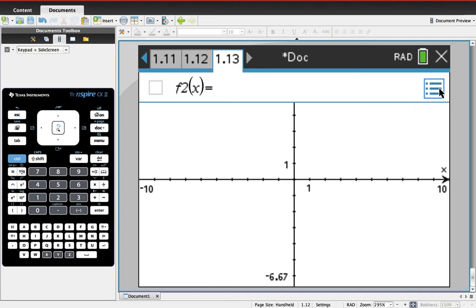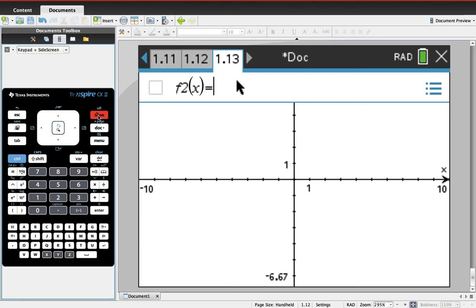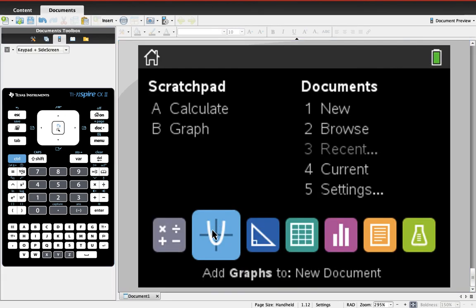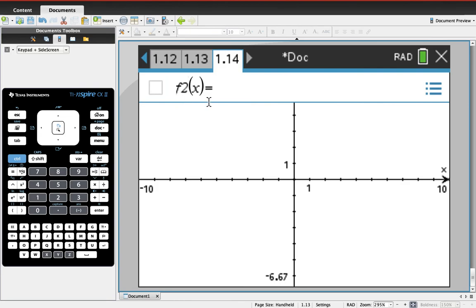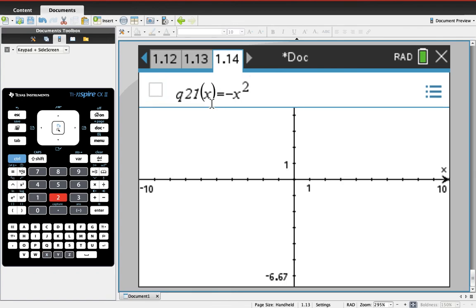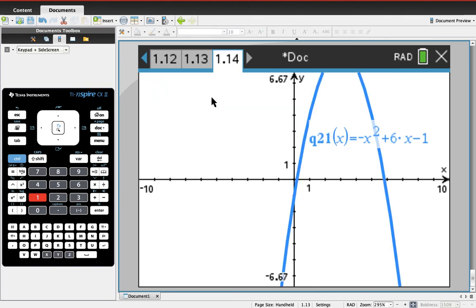And it is, where did it go? Okay, my calculator's kind of glitching here. All right, so I'll just call this Q21. Okay, and this will be negative x to the power 2 plus 6x minus 1. Okay, now I found it.